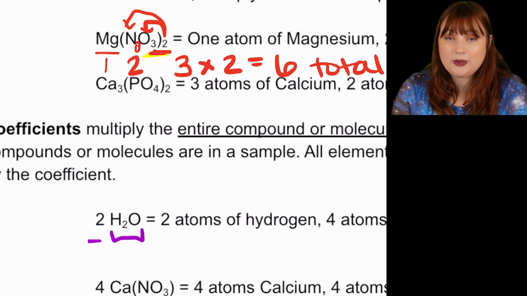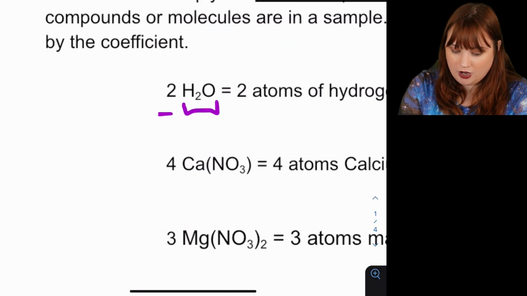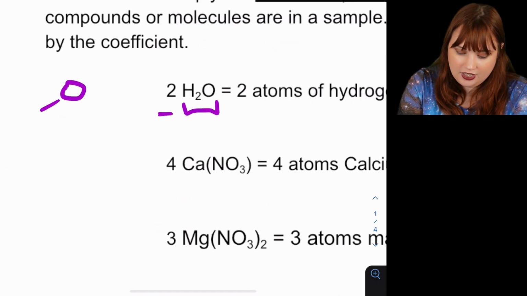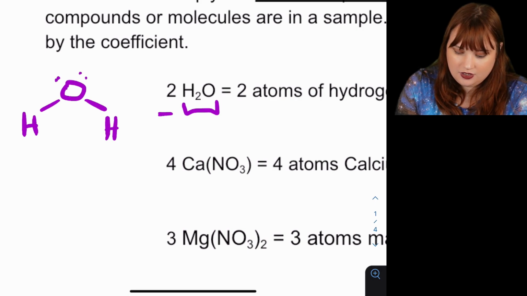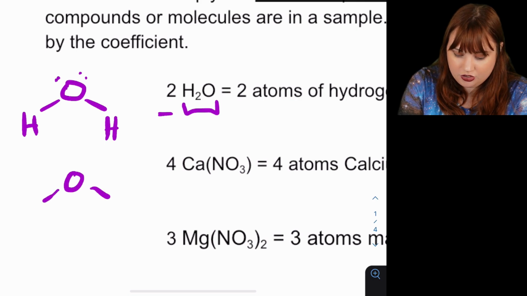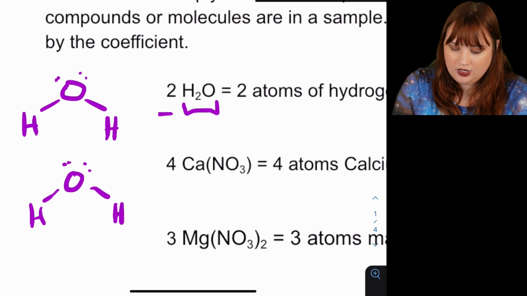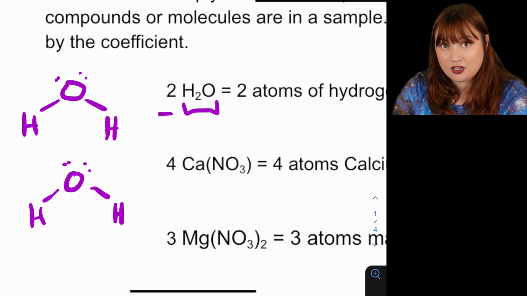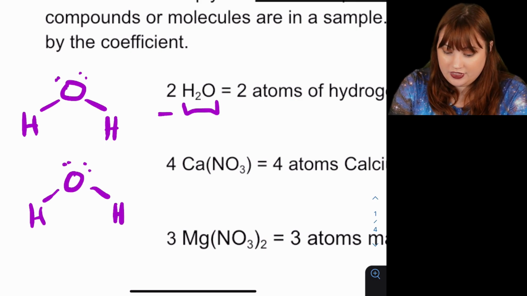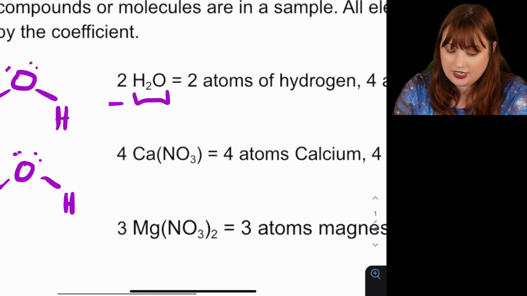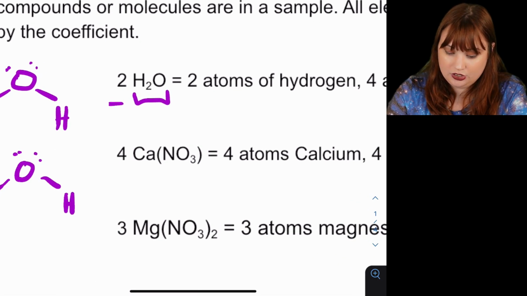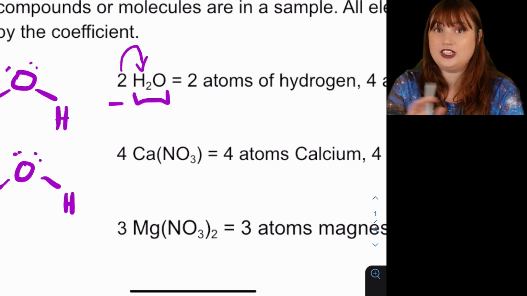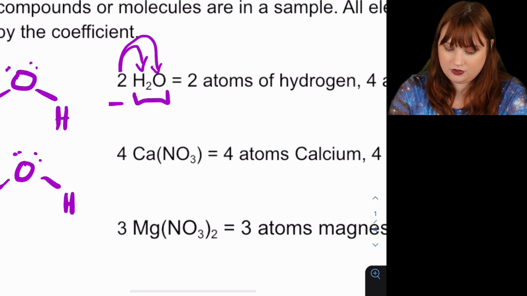This 2 means I have 2 water molecules. That would look like oxygen with hydrogens, but not one of those, but 2 of those molecules. So when I'm counting the atoms for this molecule, I need to count 2 molecules. So this 2 is going to multiply everything in this molecule.